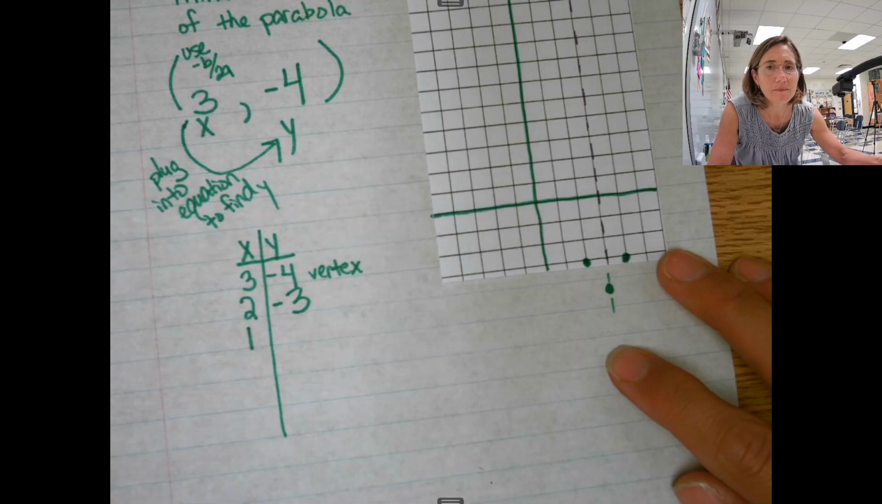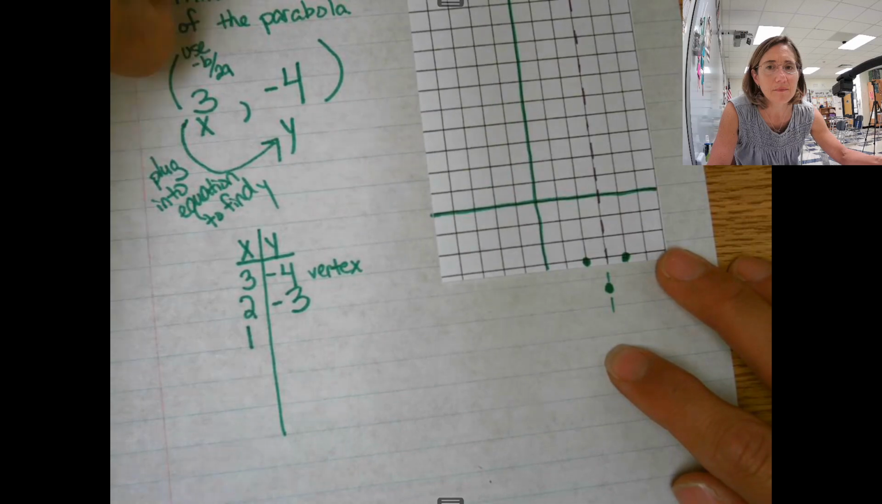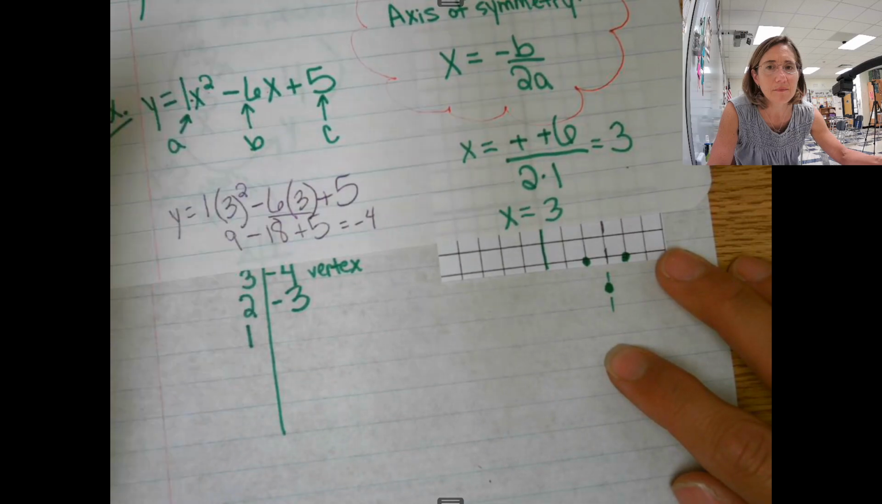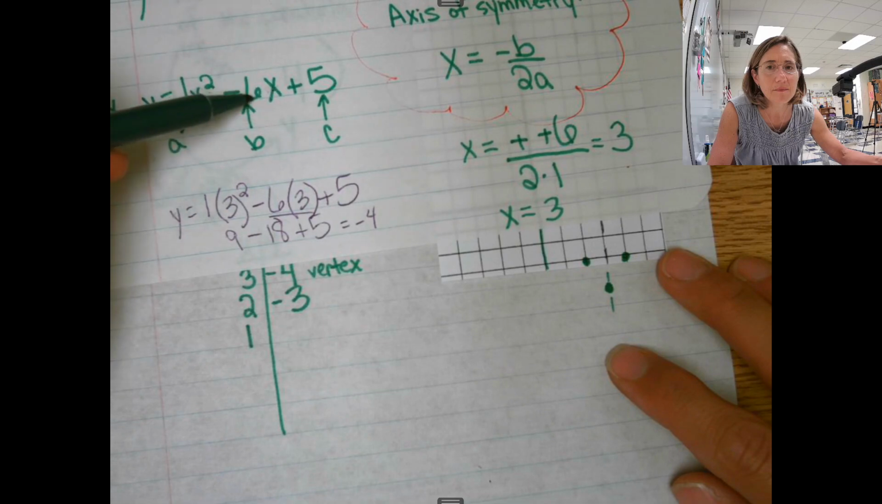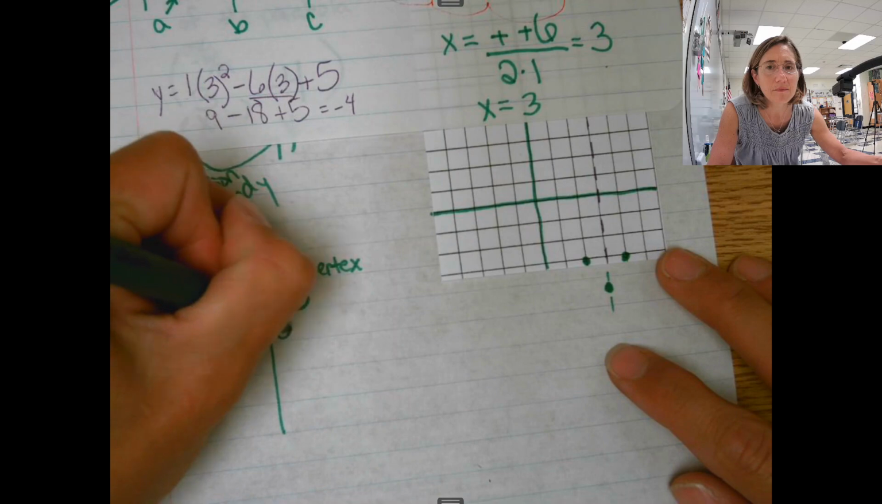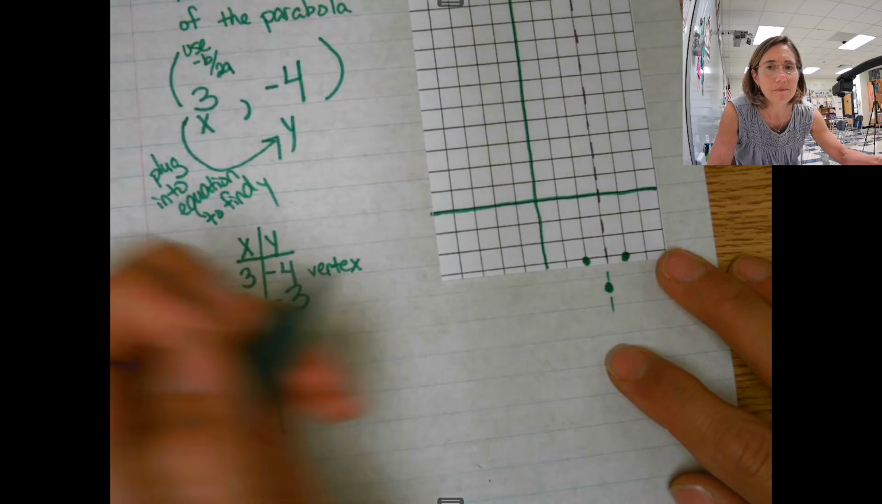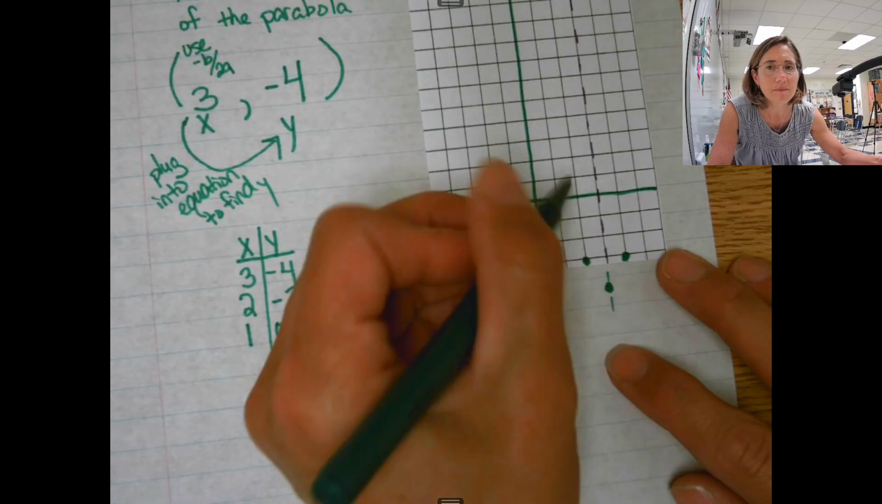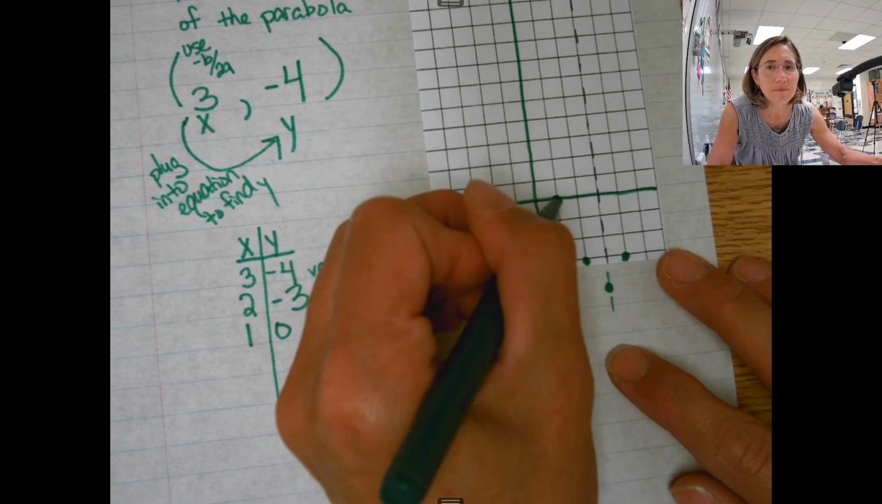So I'm going to plug a 1 in for x. Oops, can't see that, can you? I'm going to put a 1 right here for x. So 1 squared would be 1. Multiplied by 1, it's still 1. If I put that 1 here, 6 times 1 is 6. So 1 minus 6, I'm at negative 5. Add 5, I'd be at 0. So at (1, 0), it's right here.